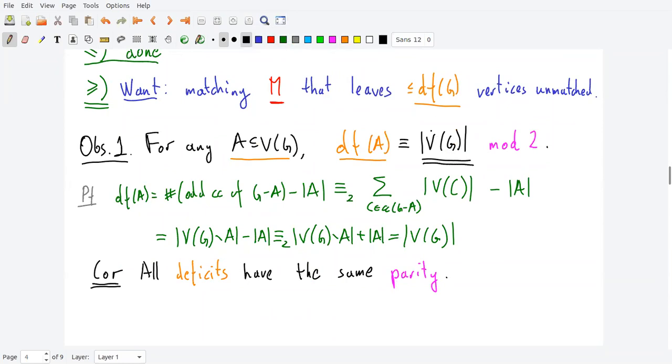So of course, if they all have the same parity as n, they all have the same parity between each other. And the proof is actually really simple. You just need to realize that this is true. So what is the deficit of A?